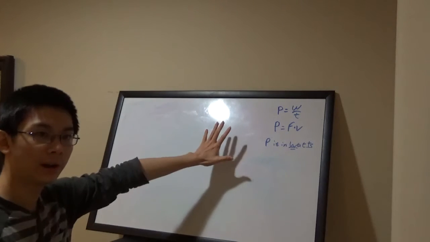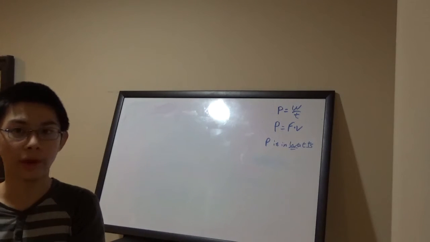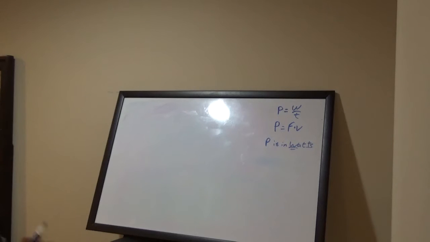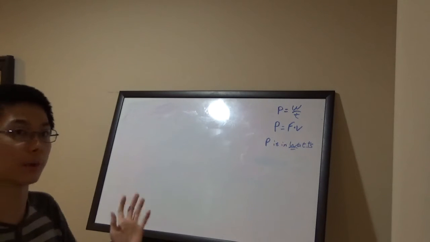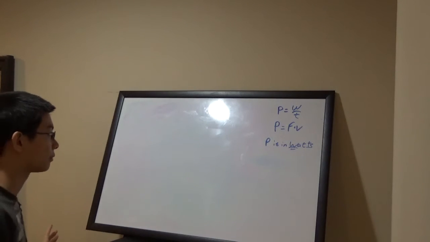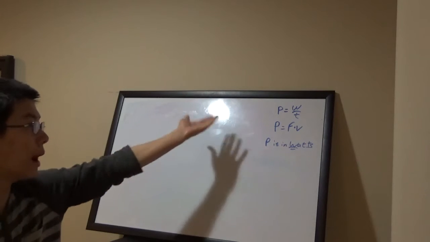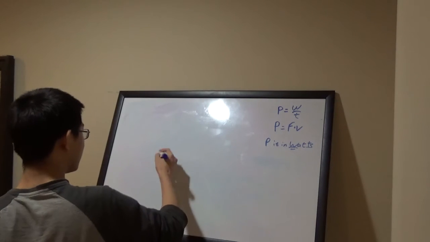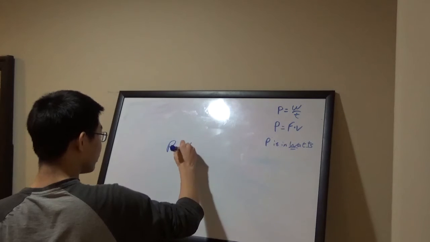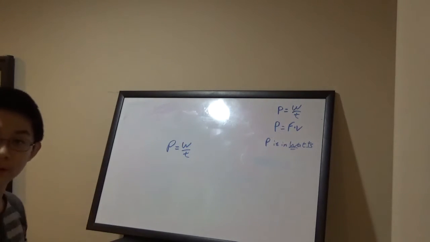We're going to talk about power, and then we're going to talk about a fourth type of energy, internal energy, which is going to be the last type of energy we will talk about in this entire unit. So let's just get started. Power. Power is defined as work over time, right? This is the definition of power, how much work you can do in a certain amount of time.